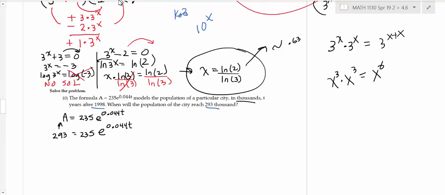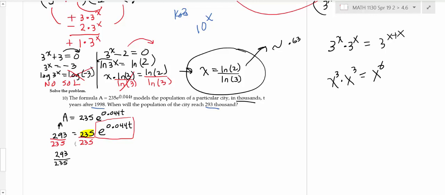I don't think we've seen this yet, but remember, the first thing I said you always have to do is isolate the exponential. This part that I'm circling in red has to be by itself. So the first thing you have to do is divide both sides by 235. I wouldn't do anything on my calculator till the very end of the problem. So I'm not going to change that to a decimal. I'm just going to leave it alone.